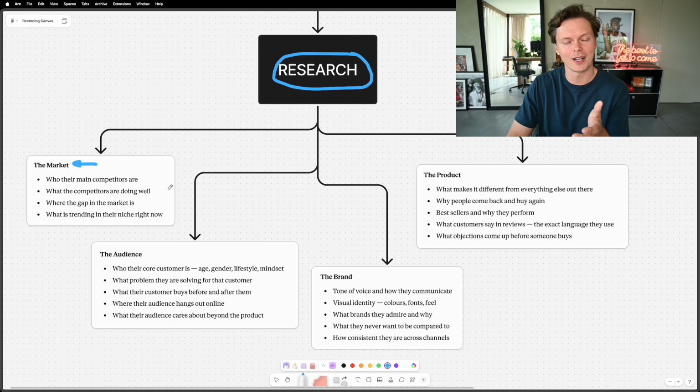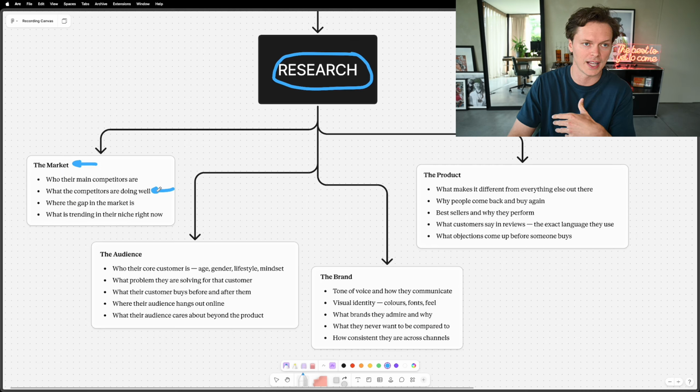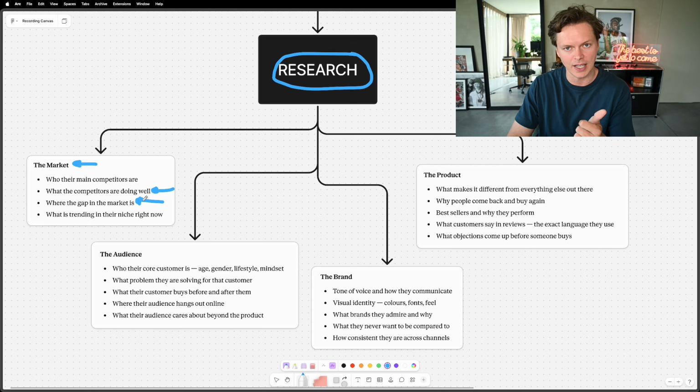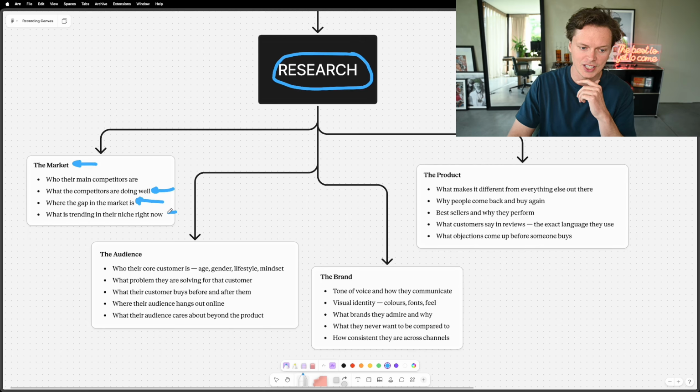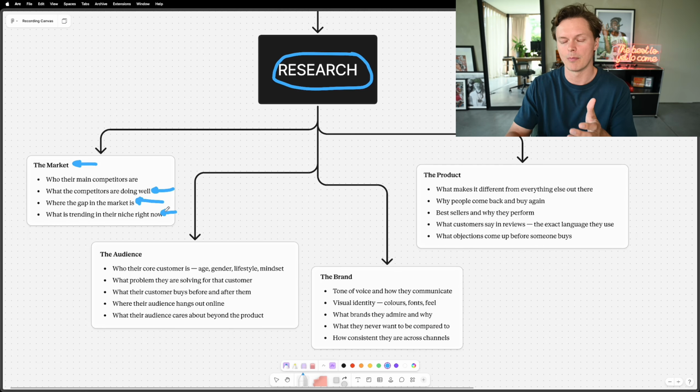What are the competitors doing well? Also something to think about: do they have ads that we can steal? Do they have concepts that we can steal, right? Where's the gap? What are they not doing? What can we do better, either on a product level, on a website level, or on an advertising level? It doesn't really matter. What can we do better that they are not doing yet? What is trending? Some brands might have trends that are worth jumping onto. Okay, so market research, very important.